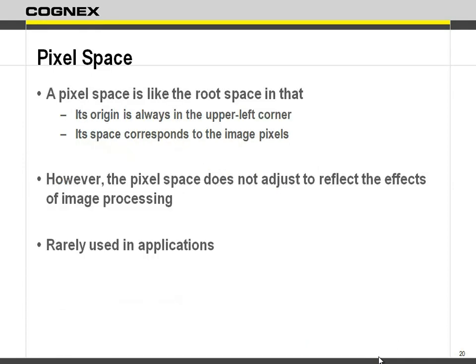There's this concept called pixel space. It's almost like root space. You're still the upper left-hand corner, and it corresponds to the pixel images. But if you do subsampling, that connection ends up getting lost. It actually takes the whole image and makes it smaller, so you start losing that actual connection. And so it very rarely is used. A lot of people don't mess with pixel space. Usually they just stay in root space if they're trying to stay in the actual pixel image.